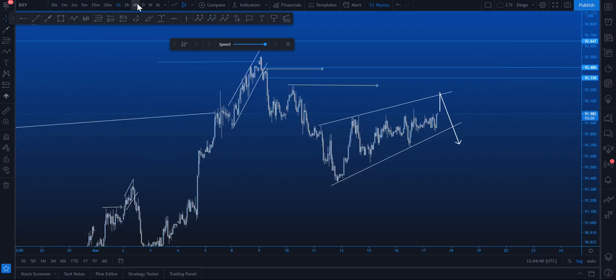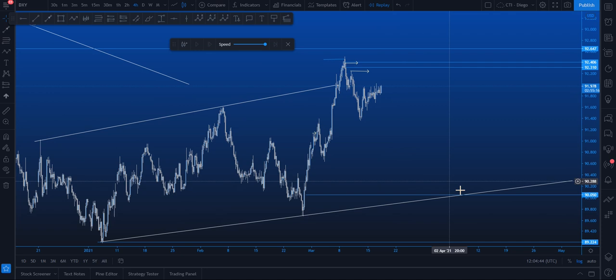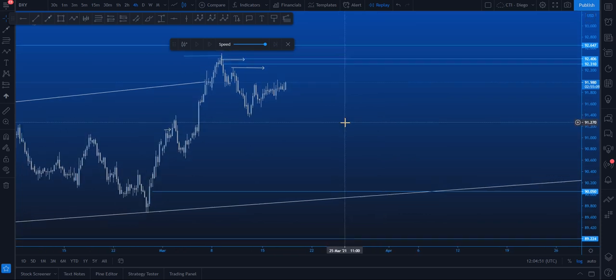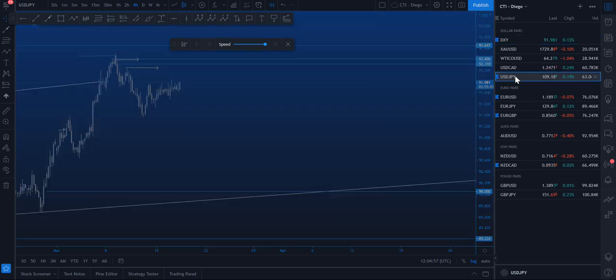On the bigger time frame, if we zoom out to the 4-hour, I am expecting further downside towards this level here, which is in confluence with the third tap of the outer structure. So that's the game plan for the DXY. Next on the list is dollar yen.